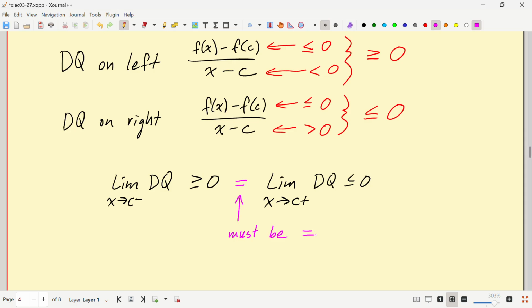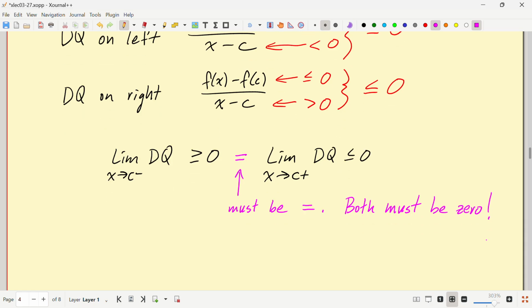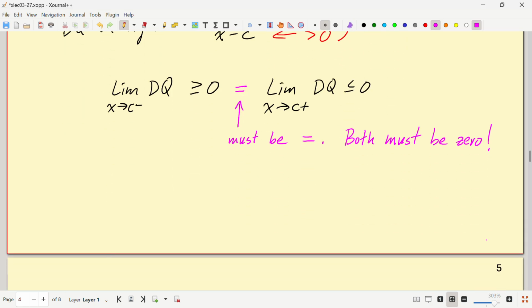And of course, the only way for a greater than or equal to zero number to be equal to a less than or equal to zero number is if they both are zero. So that's all there is to that. It's a picture proof. Well, that leads us to a famous thing called Rolle's theorem.